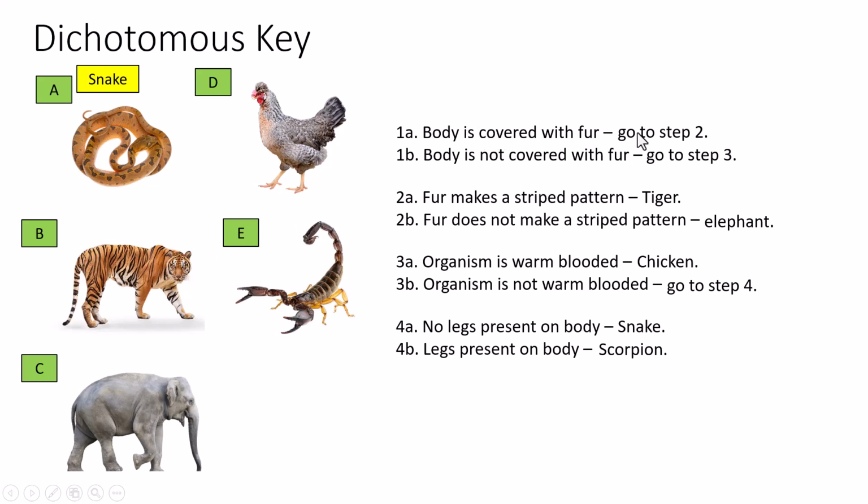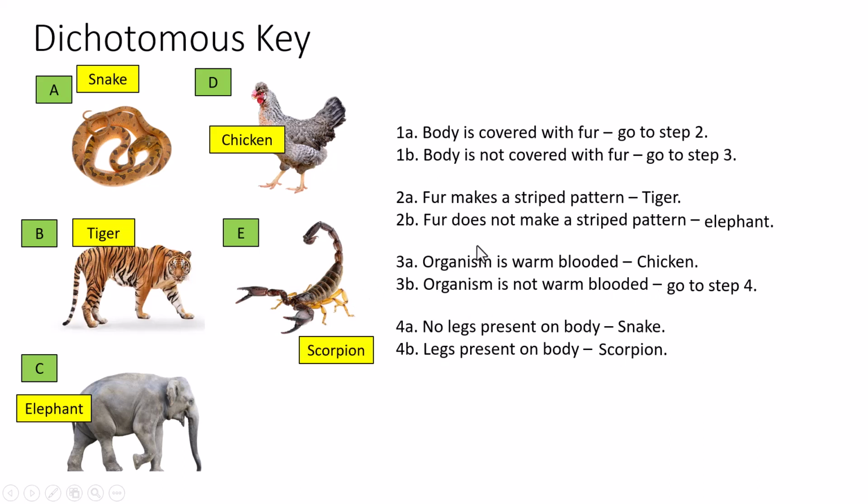We go to B, again working through. Body is covered with fur. Go to step 2, yes. Step 2, fur makes a striped pattern, or it does not make a striped pattern. We know that this does make a striped pattern, so we can classify that as a tiger. C, again, it is fur. I know that elephants don't have as much fur as a tiger, but it is a mammal, so it is covered with fur. We go to step 2, fur makes a striped pattern, or it does not. It does not. We will classify that as an elephant. Here, it is not covered with fur, so we go to 3, organism is warm-blooded. That is true, so it is a chicken. And our last one, E, it is not covered with fur. It is not warm-blooded, so we go to step 4. Legs are present on the body, so it is in fact a scorpion.